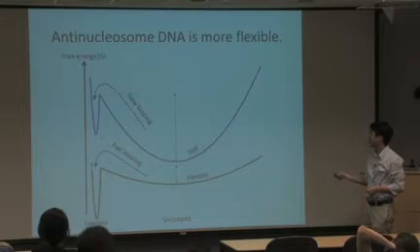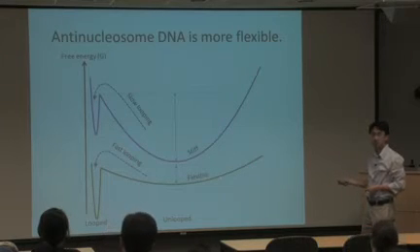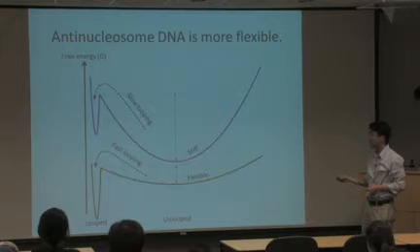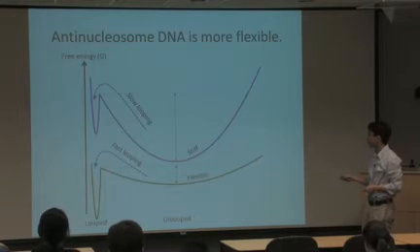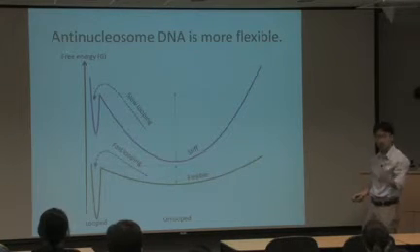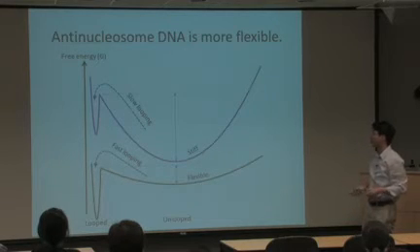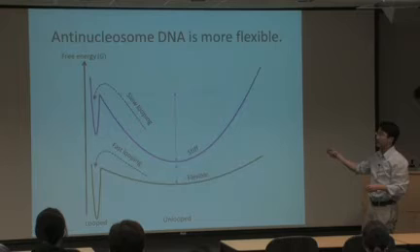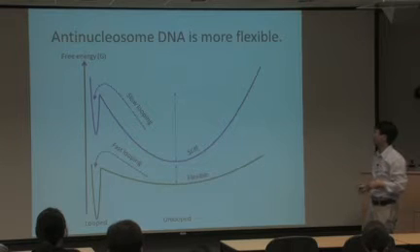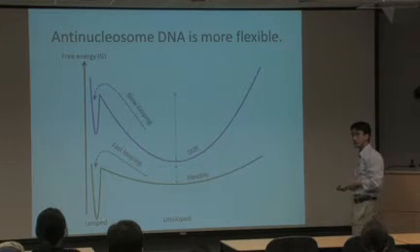So the difference between a stiff molecule and a flexible molecule is basically the height of this energy barrier. In a flexible molecule, the energy barrier is lower, therefore it takes less time for you to cross over the barrier. So from that first plot, we conclude that antinucleosome DNA is more flexible, okay? And it makes sense.